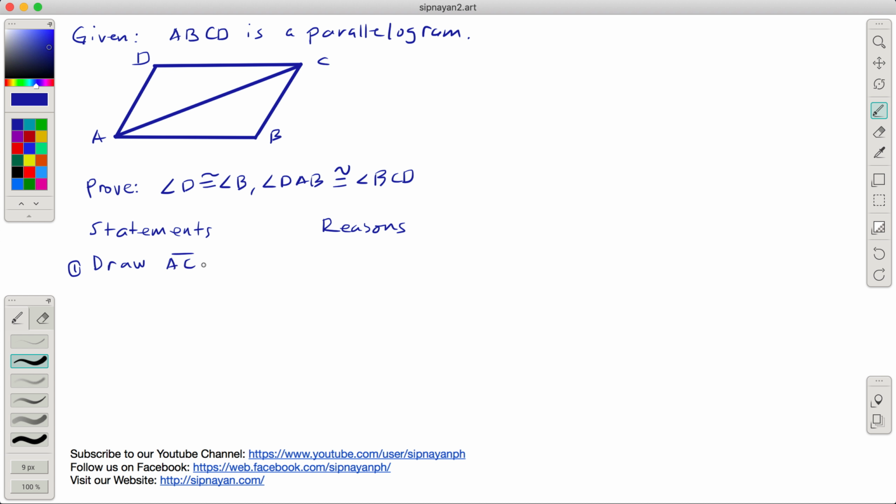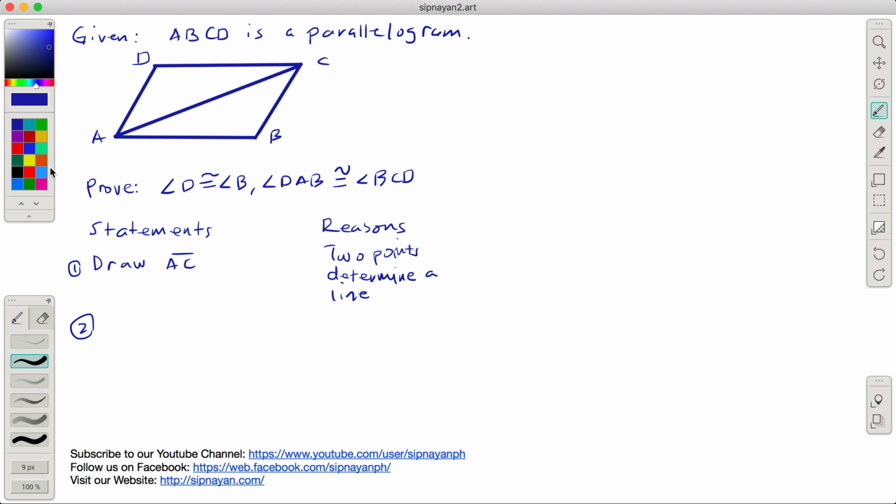AC. Segment AC. Well, kung familiar kayo sa elements ni Euclid, di ba 2 points determine a line. So, sinasabi ni Euclid na given any 2 points, we can draw a unique line through it, whether it's a line segment or a line that extends indefinitely to both sides. So, yan. Pwede tayo by Euclid's elements. So, pwede the first postulate actually ito. So, that's called the first postulate.